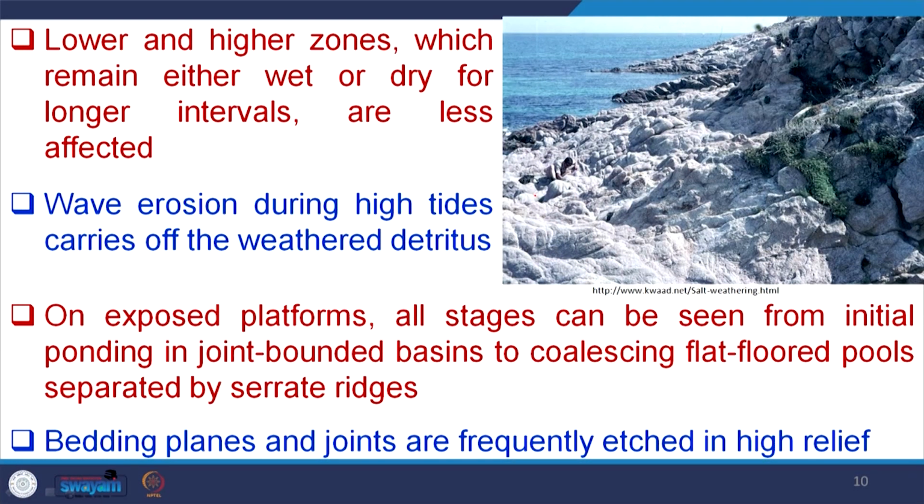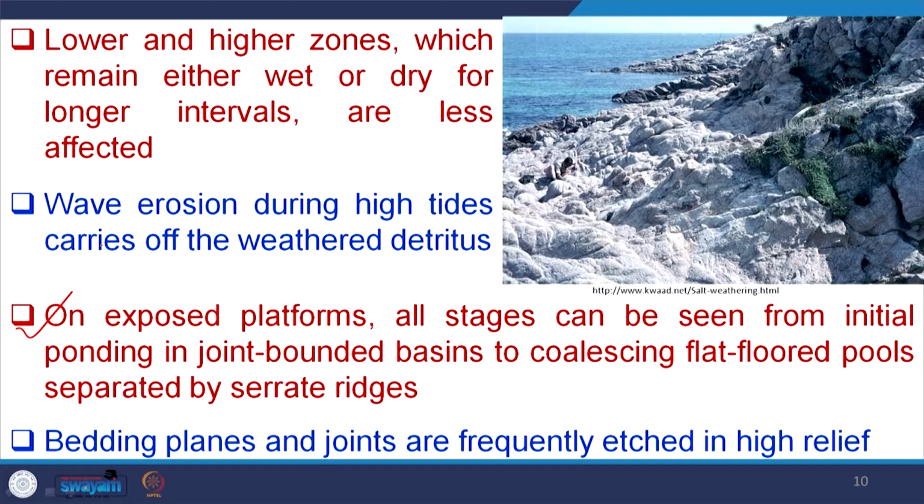So, that means on exposed platforms all stages can be seen. Whatever we are talking about, either in the permanent dry zone, permanent wet zone or intermediate zone, all those activities can be seen wherever there is a cliff section and a vast erosional platform. In these areas, that can be well studied. Bedding planes and joints are frequently etched in high relief. Why? Because these are the weak planes.